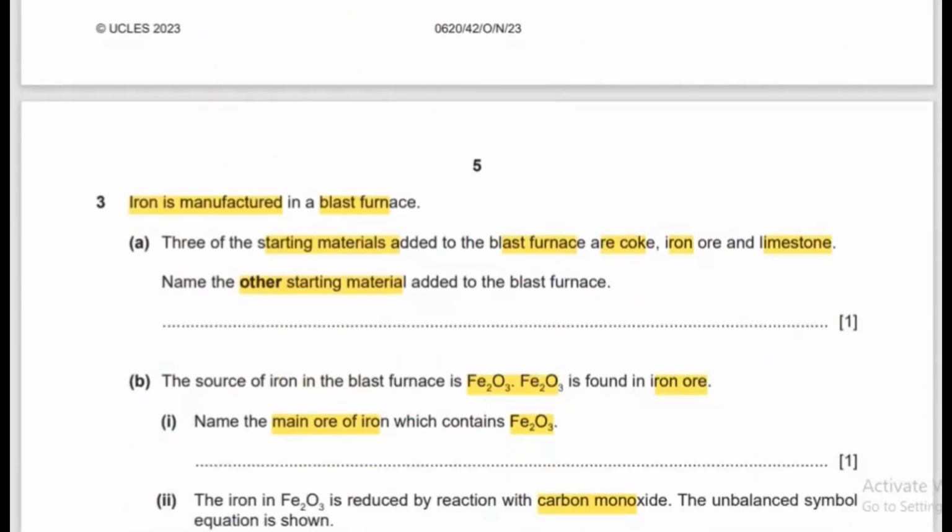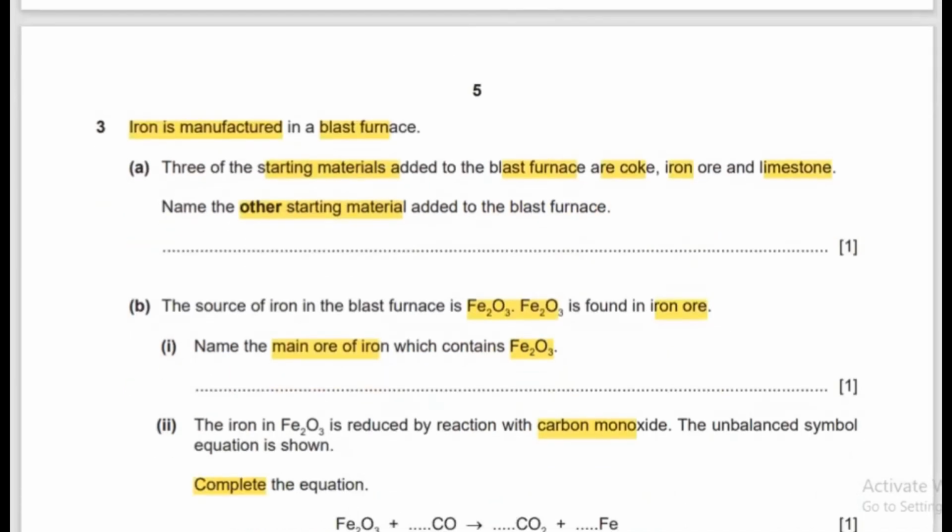Okay, the next question. Iron is manufactured in a blast furnace. Three of the starting materials added to the blast furnace are coke, and then iron ore. Generally, hematite is the iron ore used. Then limestone. Limestone is calcium carbonate. And name the other starting material.